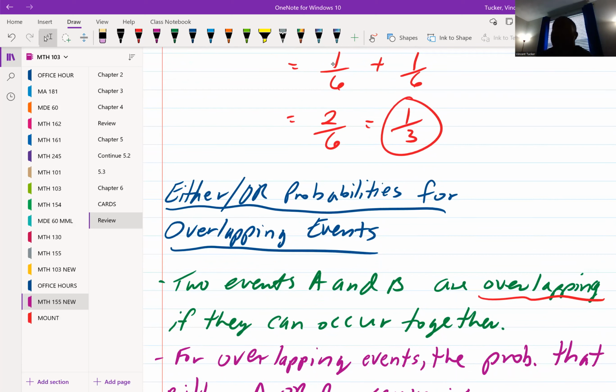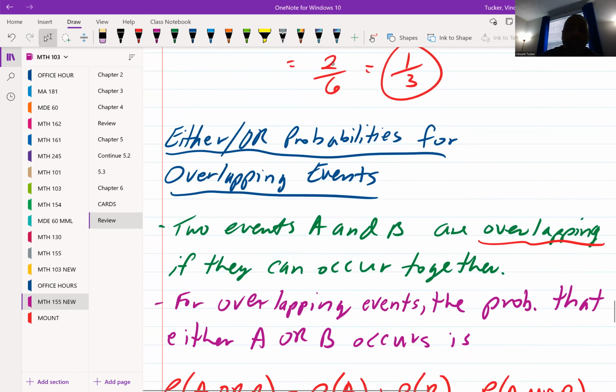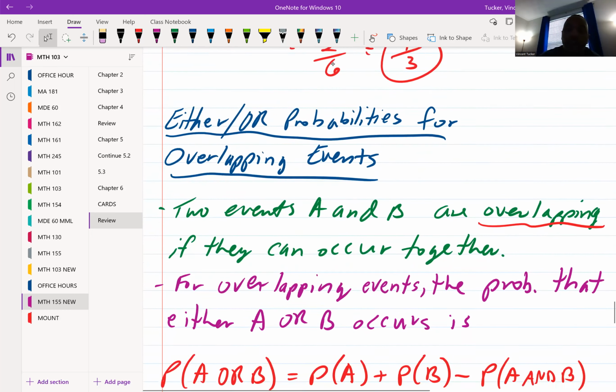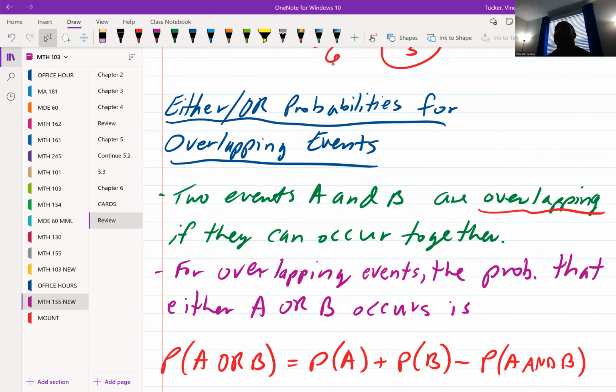All right. So next one, either or probabilities for overlapping events. The two events A and B are overlapping if they can occur together. So for overlapping events, the probability that A or B occurs is going to be the probability of A plus the probability of B minus the probability of A and B.